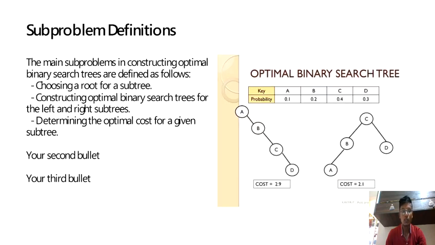Next one is the subproblem definitions. The main subproblem of constructing an optimal binary search tree is defined as follows. Choosing a root for a subtree. First we have to choose a root for a subtree, and next constructing an optimal binary search tree for the left and right subtrees. And next one is determining the optimal cost for a given subtree. That is the second bullet and the third bullet. You can see the optimal binary search tree here.